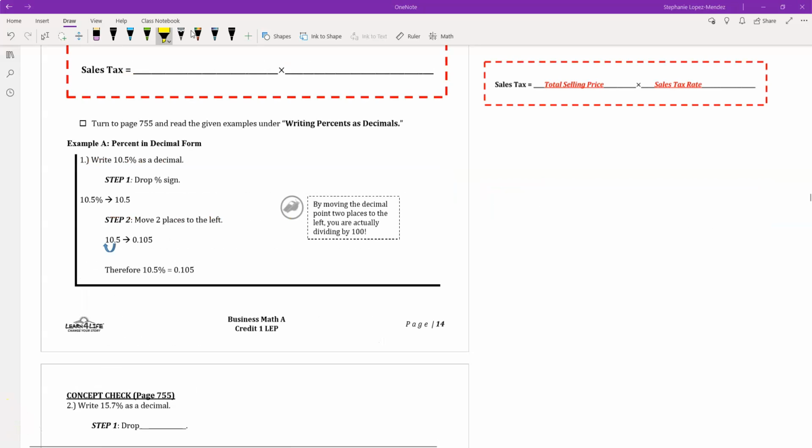Before I continue this section, we need to learn how to write percents as decimals. I'm going to explain step by step, using the example given. They use 10.5% as a percent. However, you can use it when it's 10%, 20%, 15, 50. It doesn't matter the amount as long as it's written in percent. On step number 1, you need to drop the percent sign.